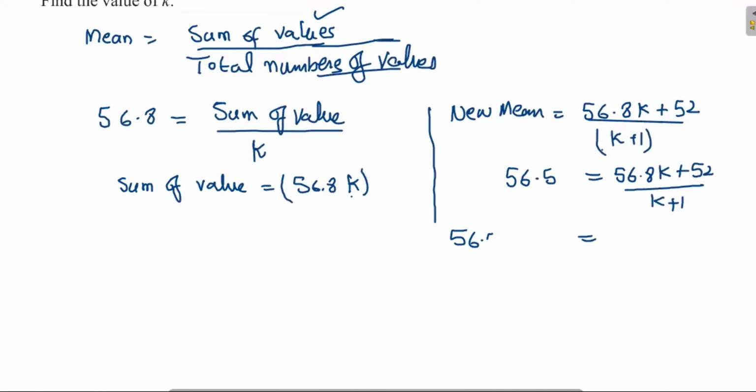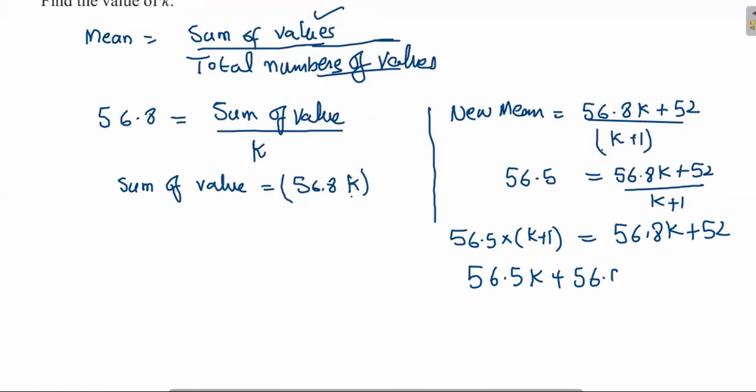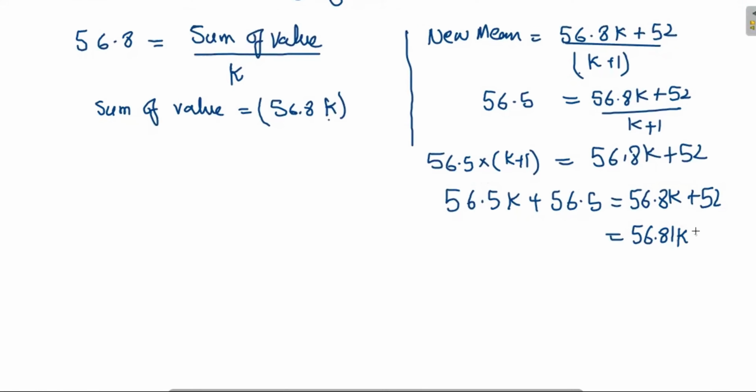56.5 multiply k plus 1 now equal to 56.8k plus 52. Now this value becomes 56.5k plus 56.5 equal to 56.8k plus 52. Therefore, we can write it as 56.8k minus 56.5k. Now we shift 52 from right to left.